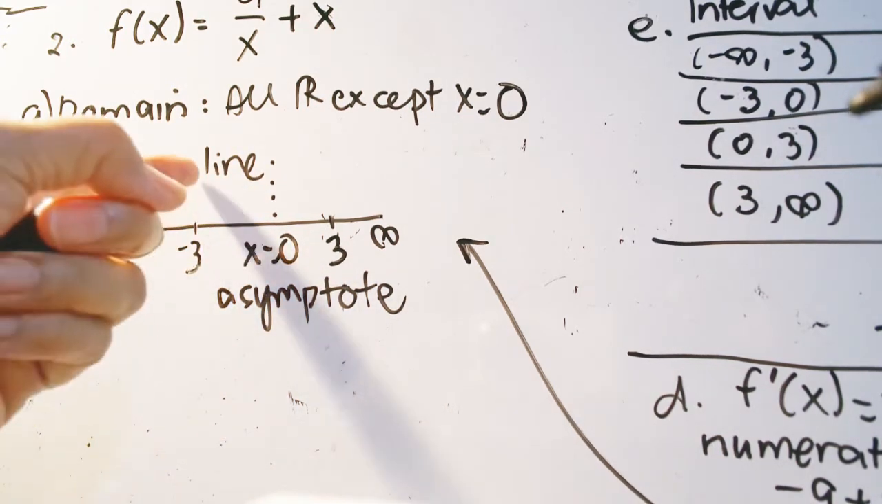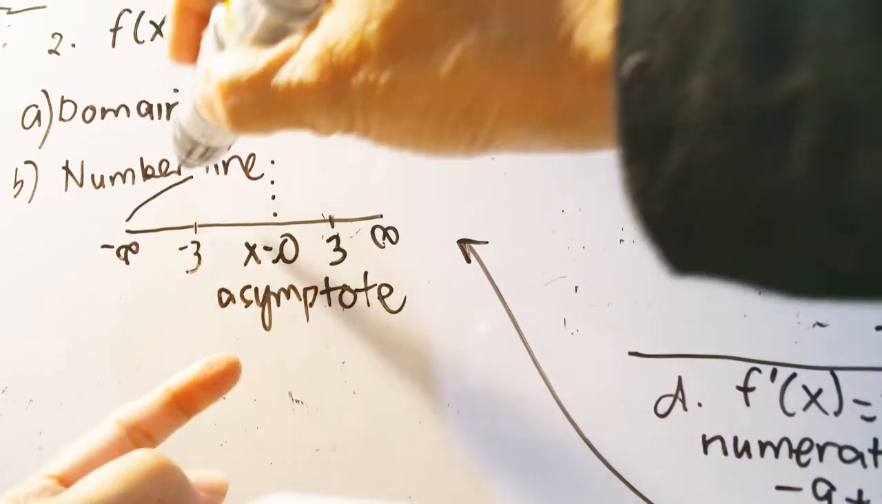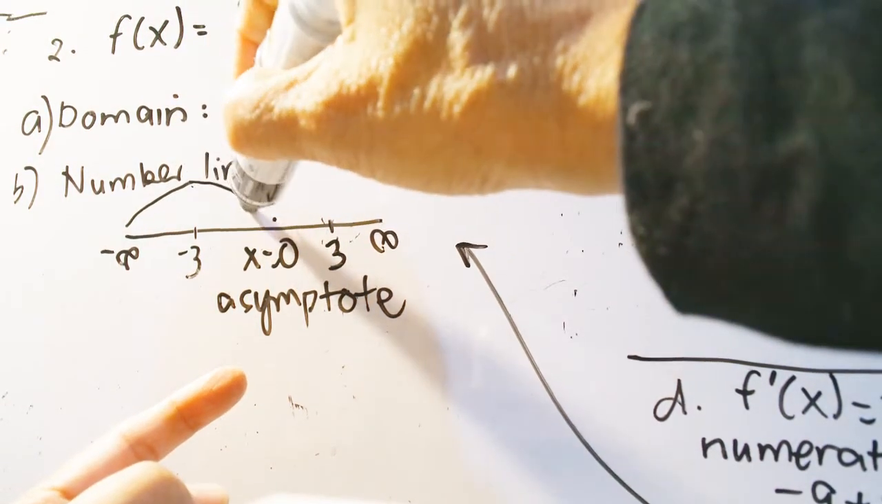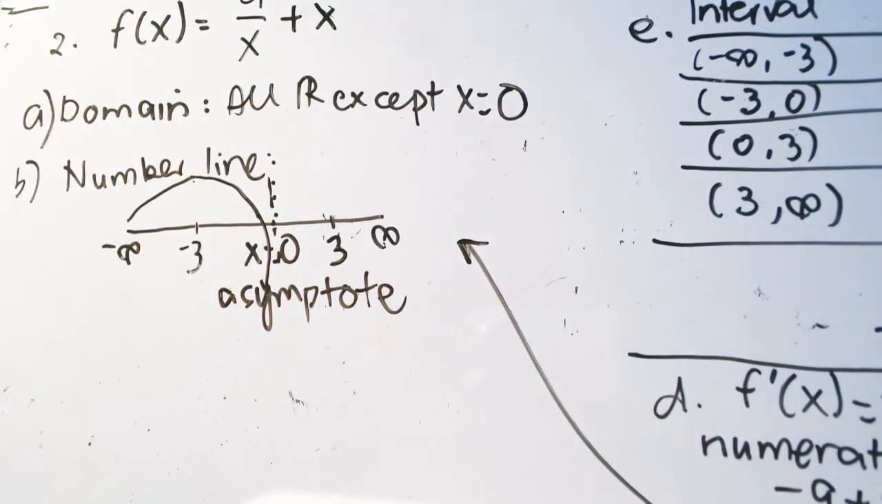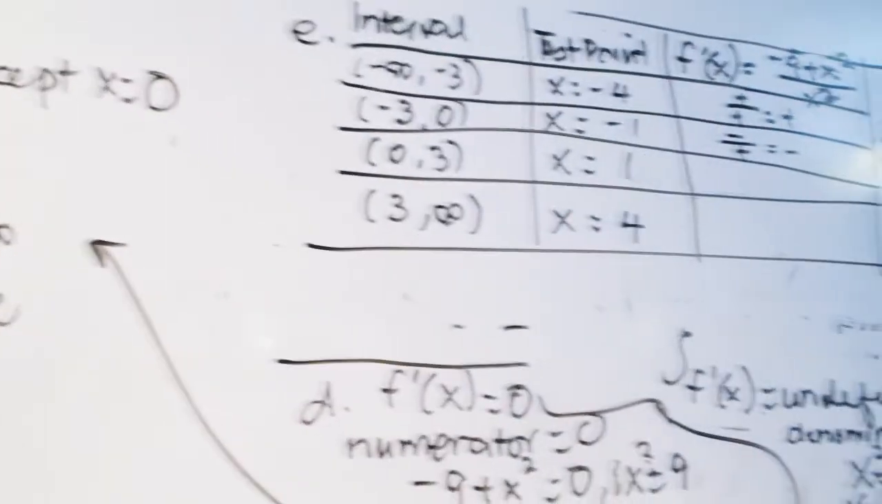We don't have an asymptote here, so it joins. And then it goes down all the way. And this is an asymptote. An asymptote does not cross the line. Okay. And then we have 0 to 3.